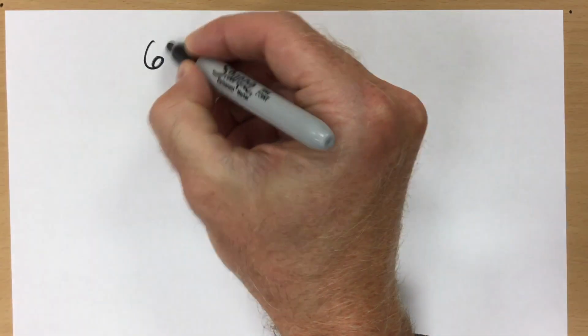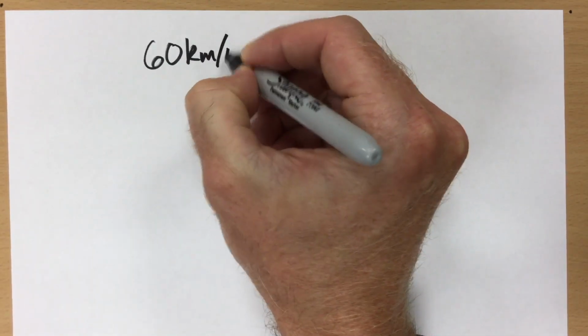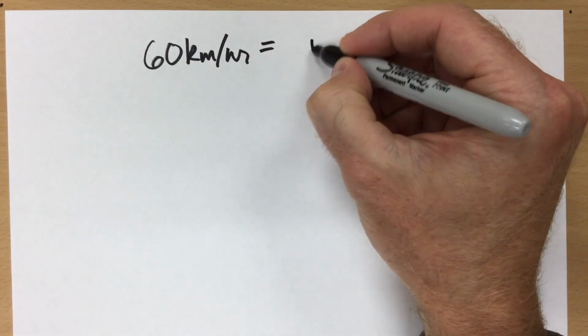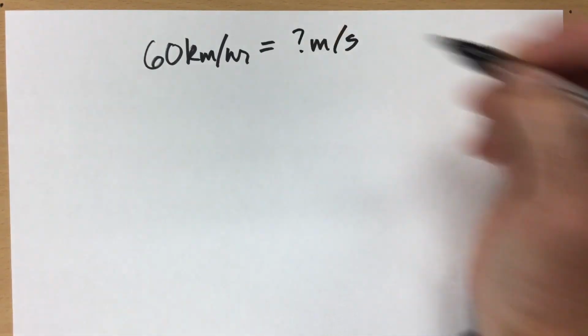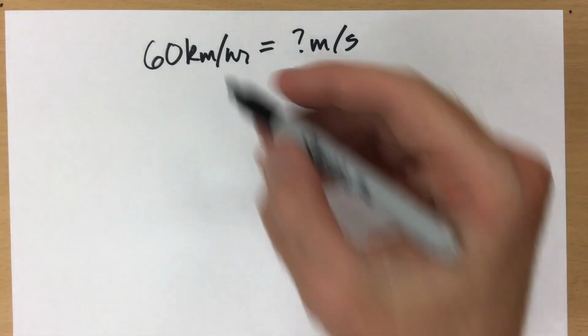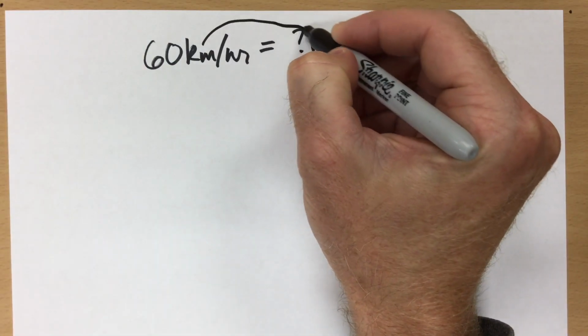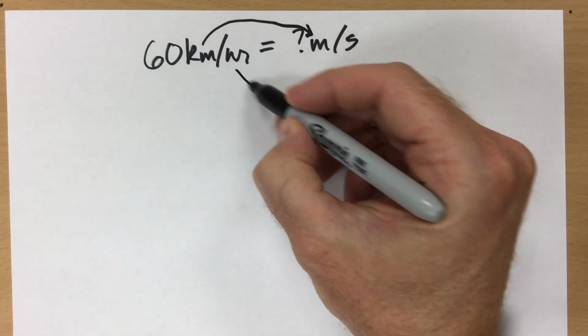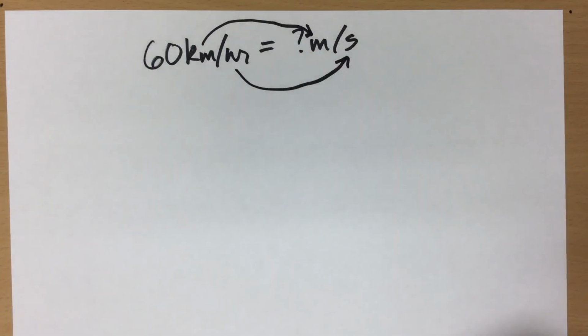conversion factors. Okay, this one's going to be a little harder. Let's say I take 60 kilometers per hour, and I want to change that into meters per second. Now, in this case, this is, again, more challenging, so if you're not able to do this one, that's fine, but give it a shot. I want to turn my kilometers into meters. I want to turn my hours into seconds.